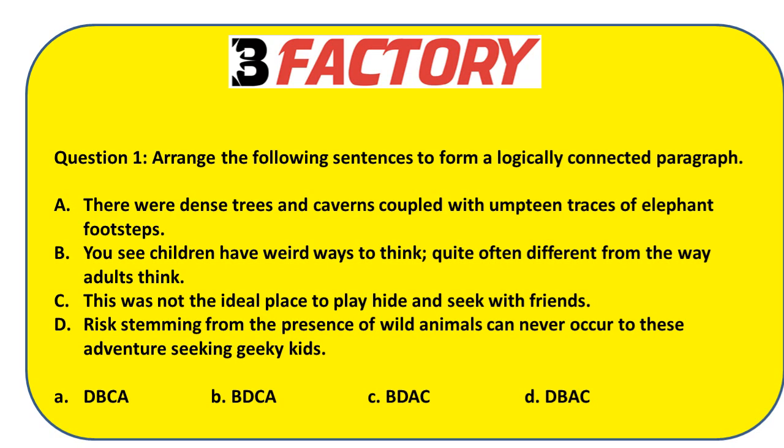Similarly, C and A form a connecting order link. C comes before A because C describes a place which is not suitable for playing hide and seek with friends, whereas A gives the description of that place that it is covered with dense trees and caverns. Hence, C and A form a connecting order link. BD and CA form connecting order link together, and hence BDCA is the correct answer.